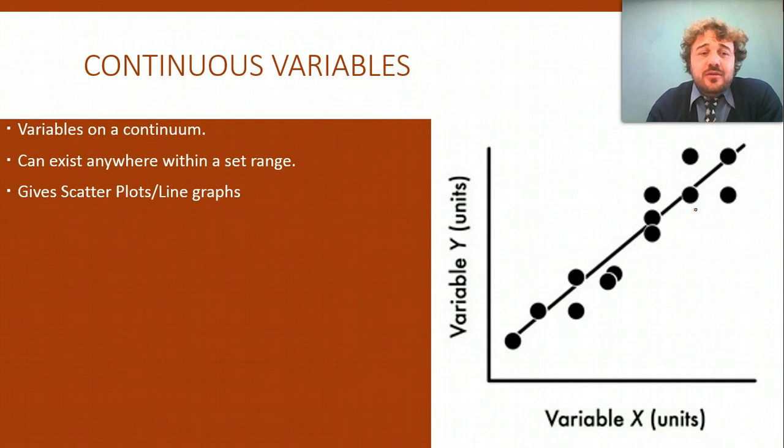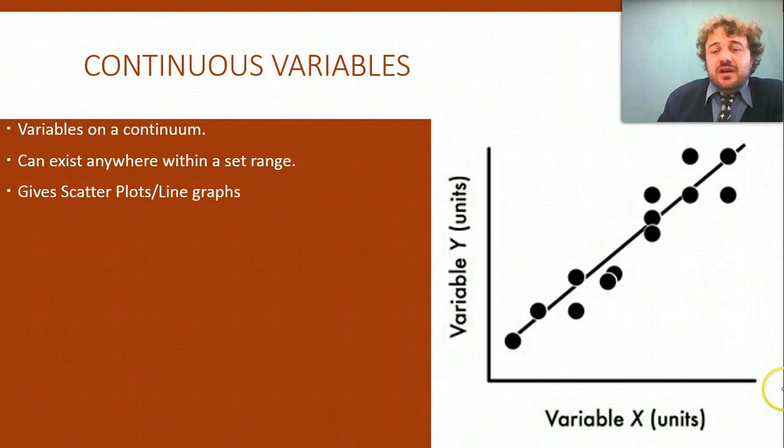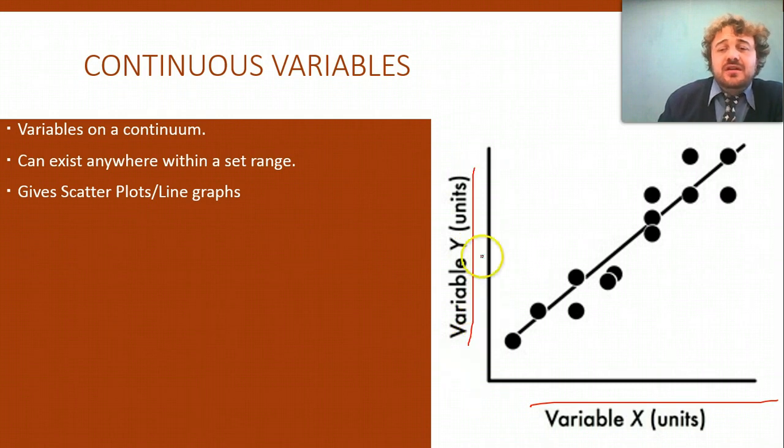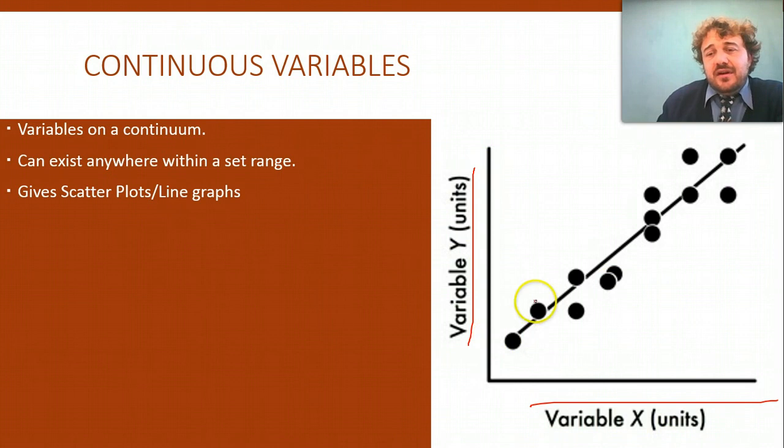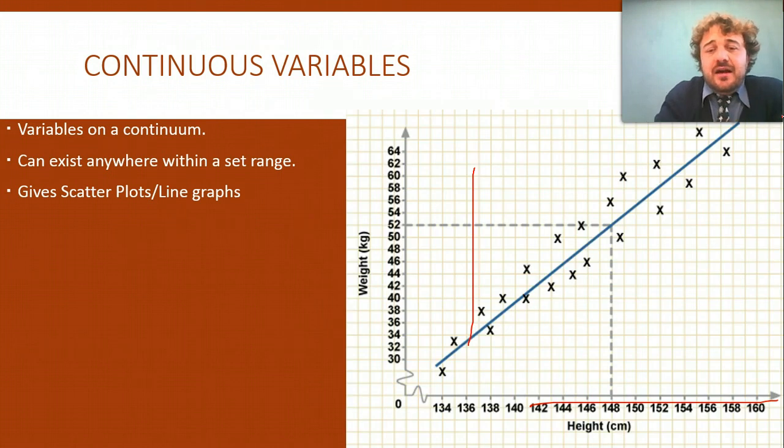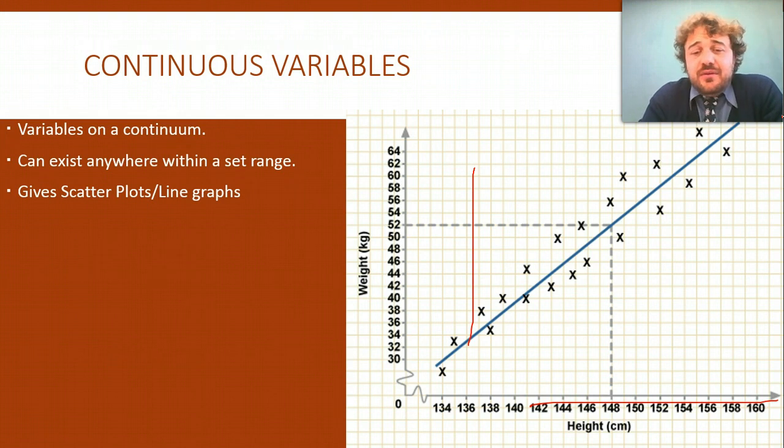And a continuous variable, again, they vary on a continuum. They can exist anywhere within a set range, and they give us scatter plots or line graphs. So our independent variable goes along the bottom, and our dependent variable goes along the side, on the y-axis, and it gives us this sort of graph with a line of best fit. An example here is height and weight. Yes, they're related, they go up, and you can have anywhere within that range. And that's our two types of variables. So sweet, see you in class.